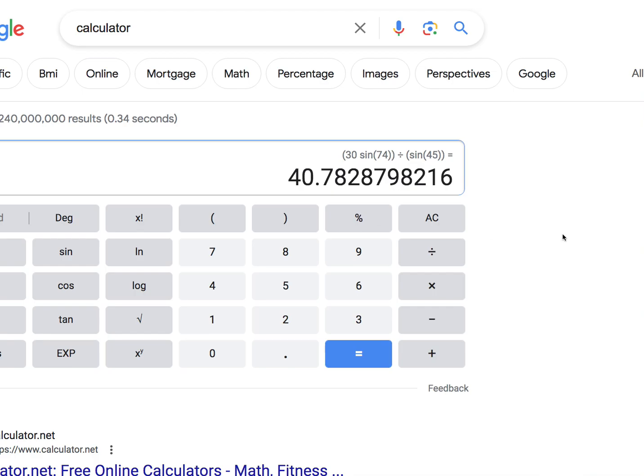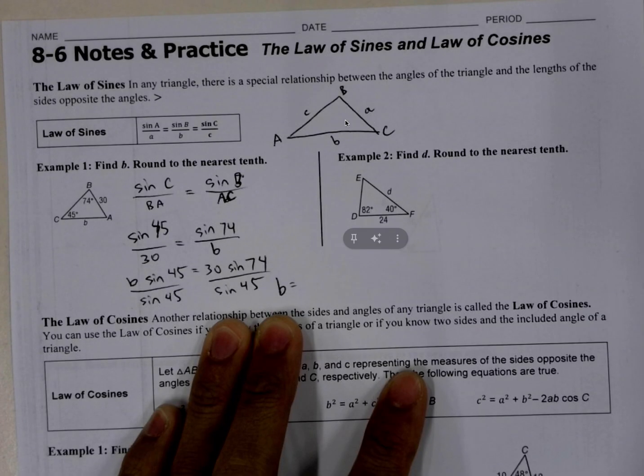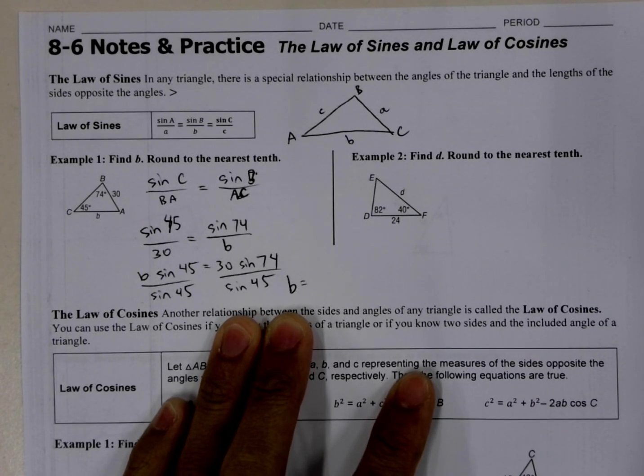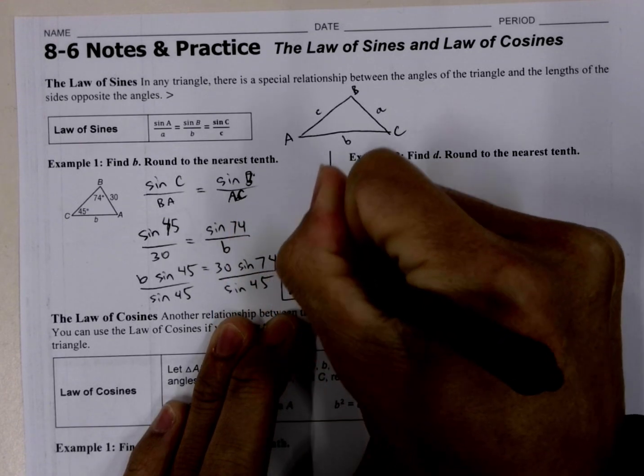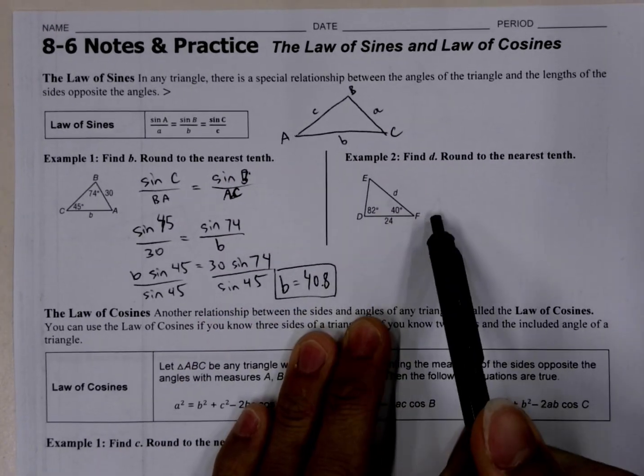I'm just going to put 40 point, it says here round to the nearest tenth, right? Round to the nearest tenth. So I'm going to put 40.8. Box that. Okay, so here we have example number 2.